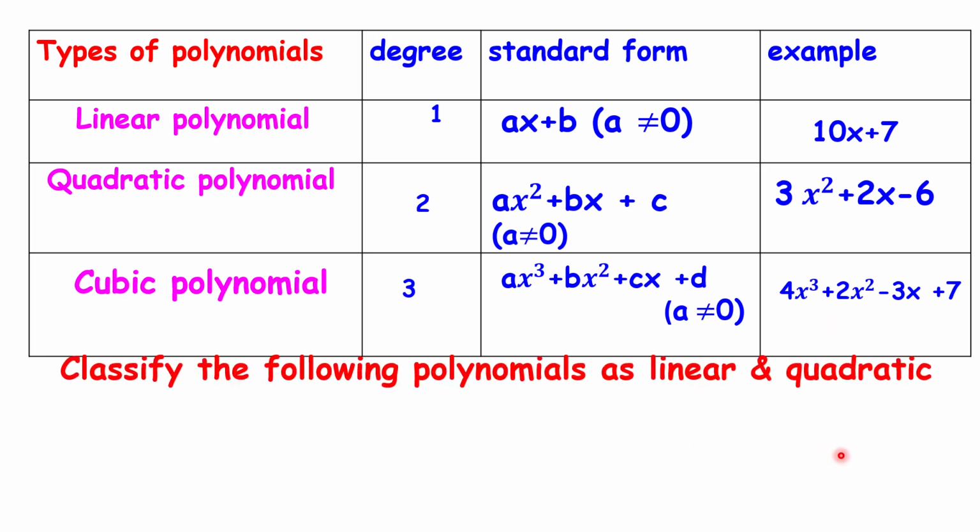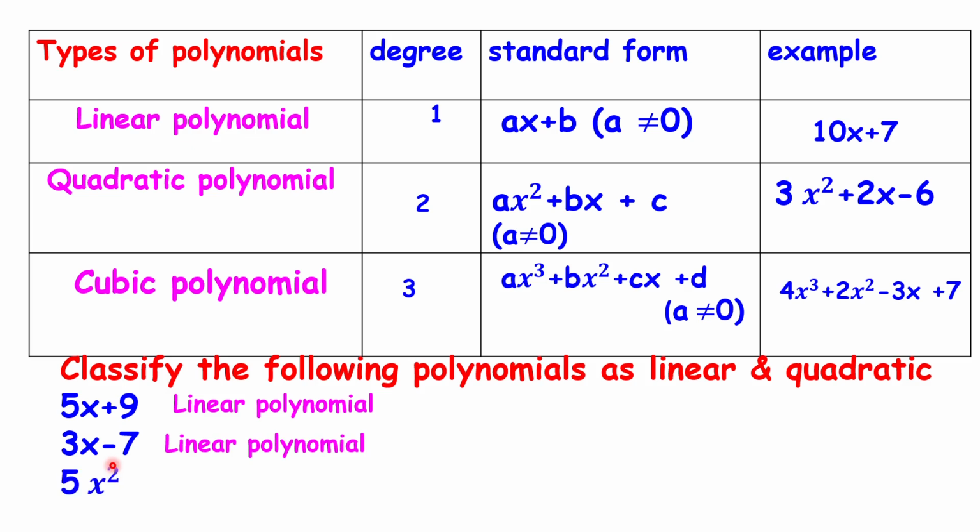Classify the following polynomials as linear and quadratic. The first polynomial given is 5x plus 9. Observe which is the variable in this polynomial. x is the variable, and the highest power of the variable x is 1. Therefore, it is a linear polynomial. 3x minus 7. Similarly, the degree of this polynomial is 1. Therefore, it is also a linear polynomial.